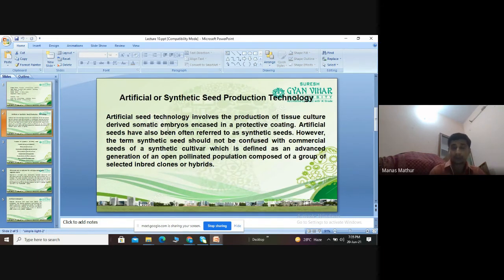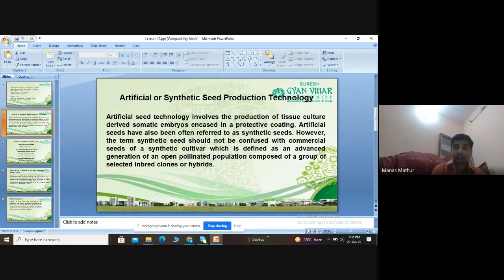So, what is the basic definition of synthetic seeds? How are they defined? Synthetic seeds involve the production of tissue culture derived from somatic embryos. But these somatic embryos are protected by certain coatings. So it means the embryo is coated by some chemicals. And that embryo, when coated, is generally called an artificial seed. So we can say that an artificial seed is a somatic embryo which has been encapsulated by certain chemicals. Artificial seeds are also called synthetic seeds.